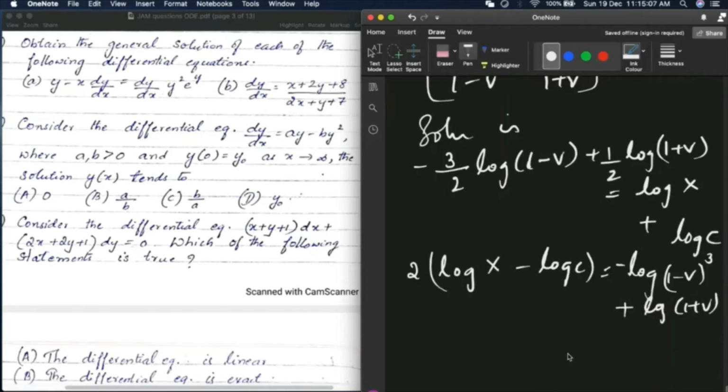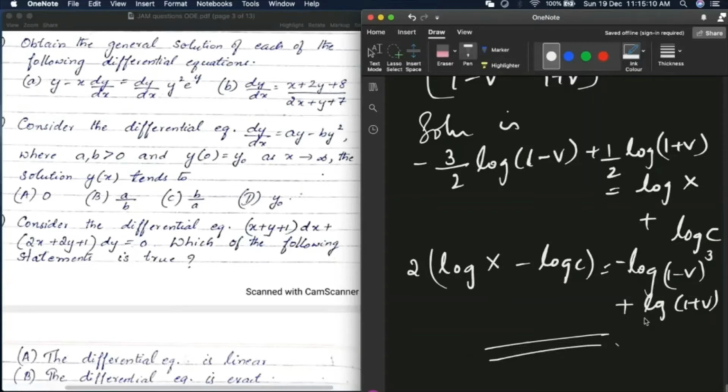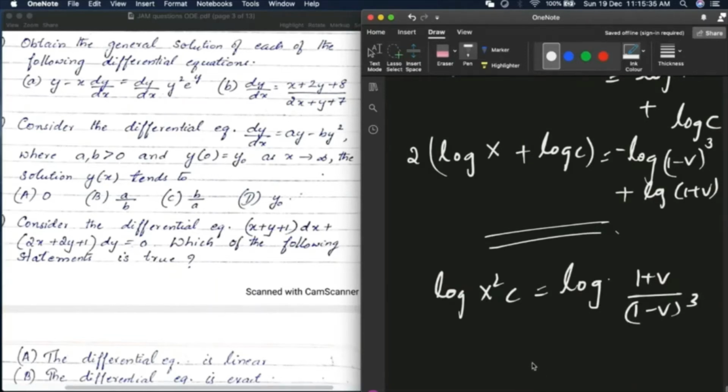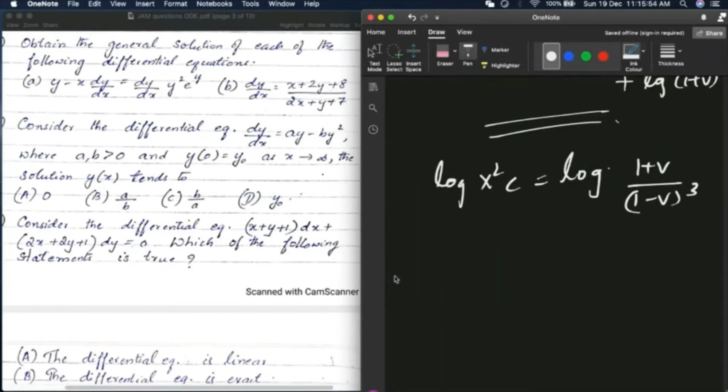You can simplify this. So after solving, you have to resubstitute, okay? First for v and then for capital X and Y. So you have already found K and H, you have already found out that you can substitute.